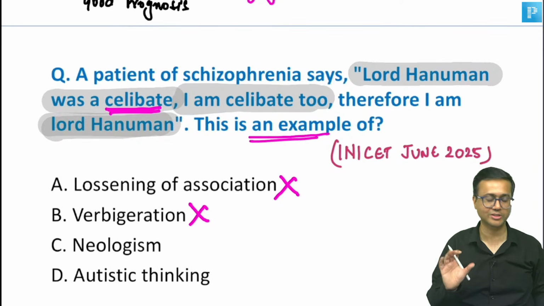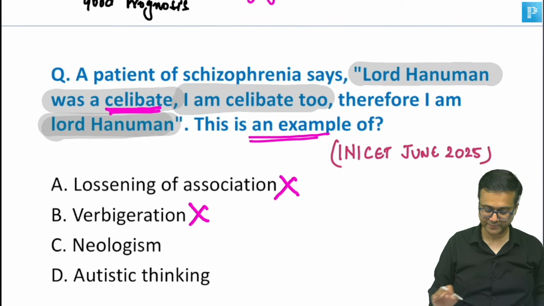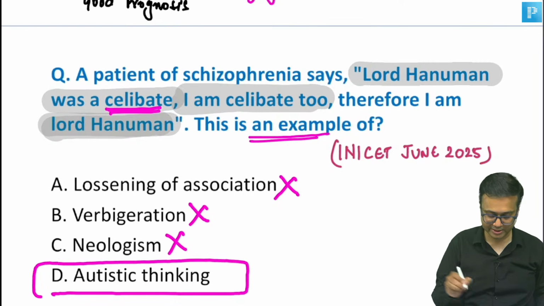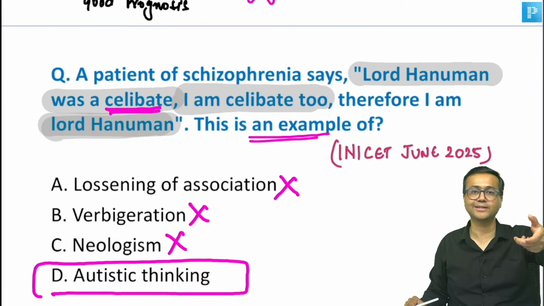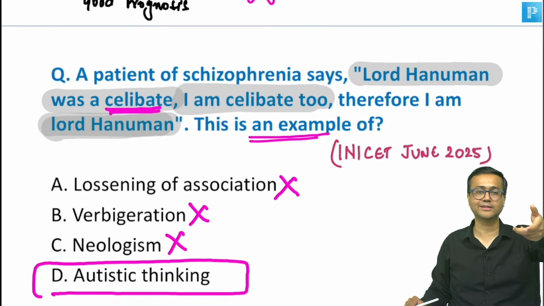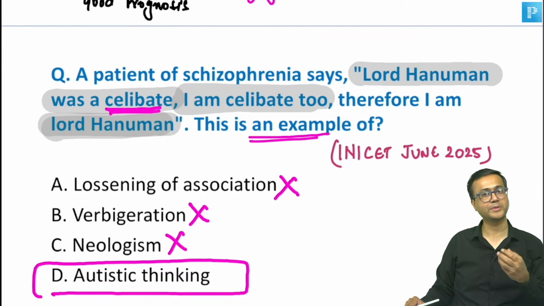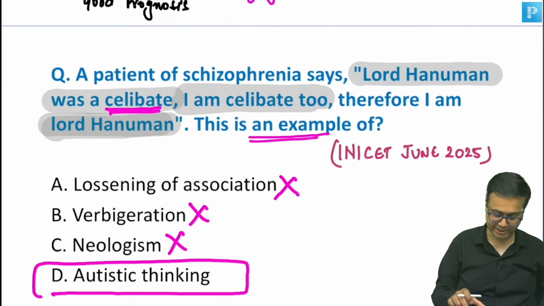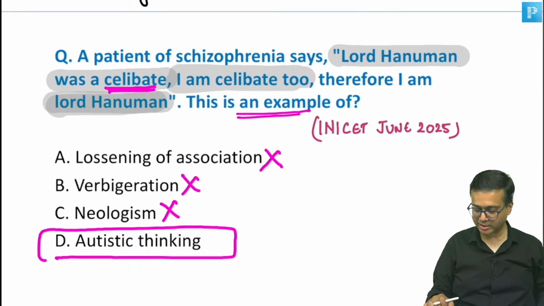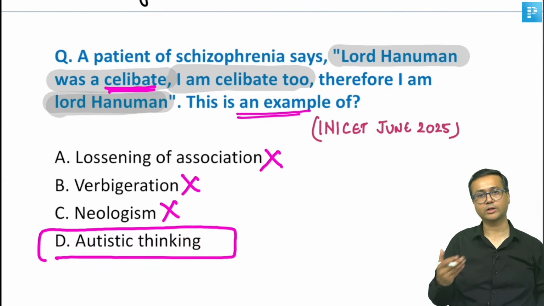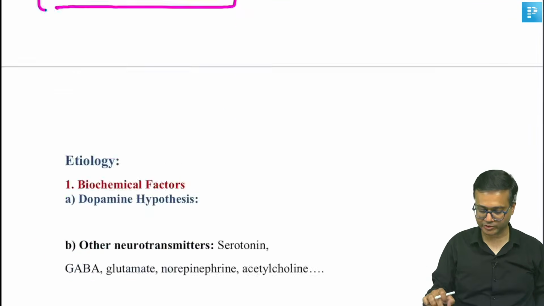Sometimes they use such English words, so please don't get caught in that. So it is not neologism, but can I say it is autistic thinking now? So it is illogical thinking. Can you appreciate there is no logic in the thinking? Such kinds of questions may also be asked from the history. So please be very careful. Is it clear? Let's now discuss a few points about the etiology, and then we'll discuss the symptoms of schizophrenia.